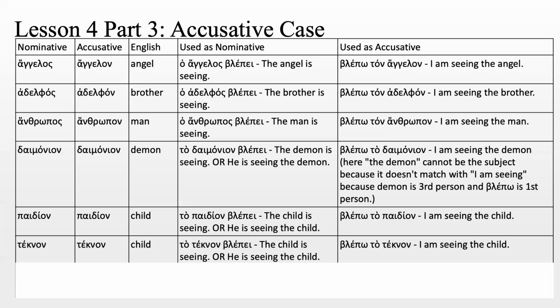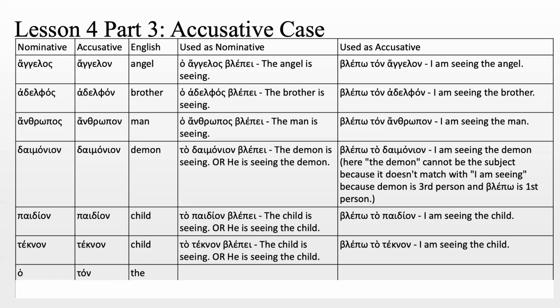Here's another neuter, teknon and teknon, which also mean child. To teknon blepei, the child is seeing or he is seeing the child. Blepo to teknon, I am seeing the child. Again, because the subject has to be first person, to teknon can't be the subject.